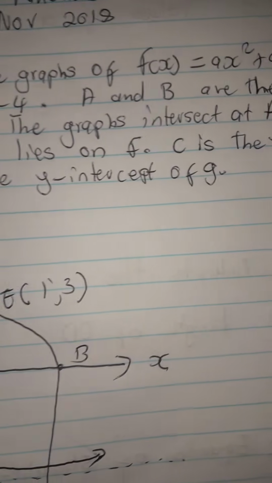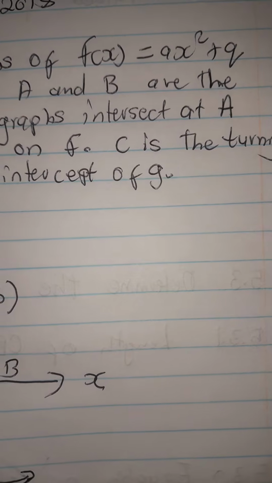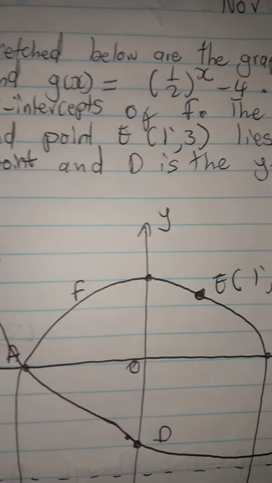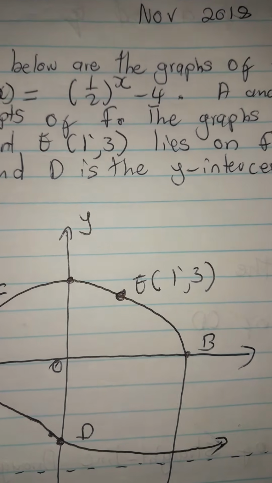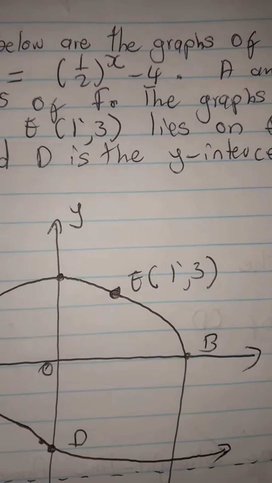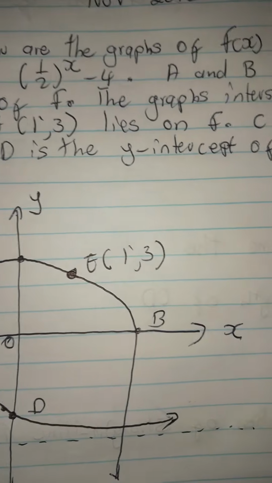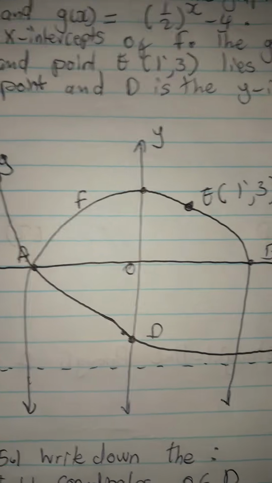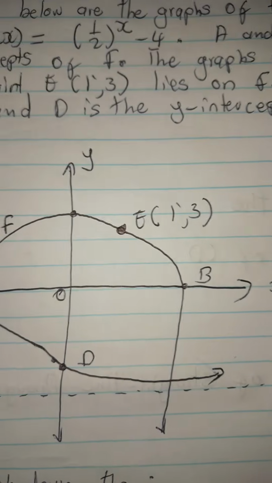Sketched below are the graphs of f of x, where we are given a parabola, which is ax squared plus q, right? Okay, and where q is a horizontal shift, right? And we are given g of x, which is equal to half to the power of x minus 4, which is an exponential function, where y is a horizontal asymptote, and a and b are the x-intercepts of f. We can see there a and b are the x-intercepts of the graph of f, a parabola.